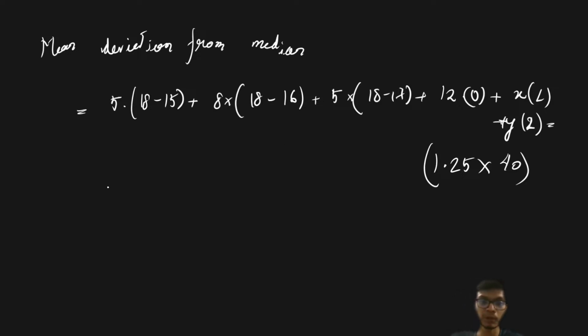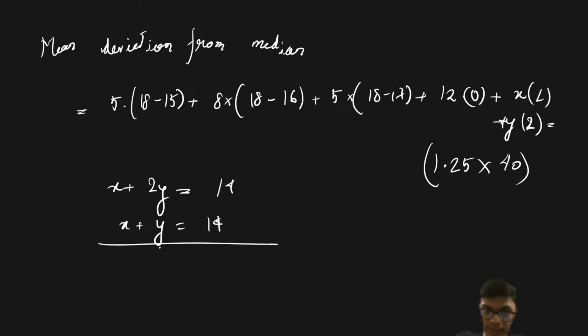So from here we get one more equation in x and y: x plus 2y is equal to 40. So we have two equations and two unknowns. We can solve for x and y. From here you can see y comes out as 6, and x comes out as 4. So x is 4 and y is 6.